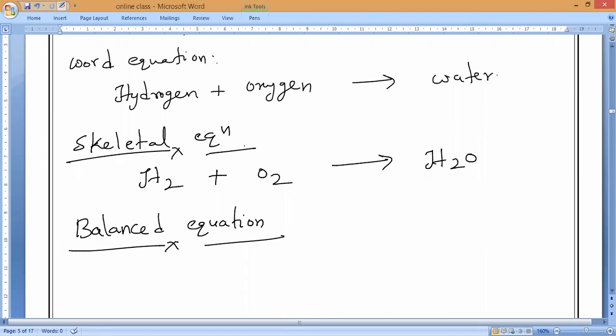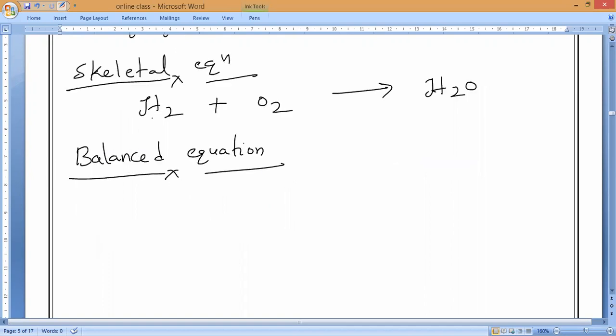And now you can see, let me say, balance the skeletal equation. Step one: H2 plus O2 gives you H2O. Now tell me, hydrogen atoms on the reactant side. Tell me first. Hydrogen atoms in hydrogen.